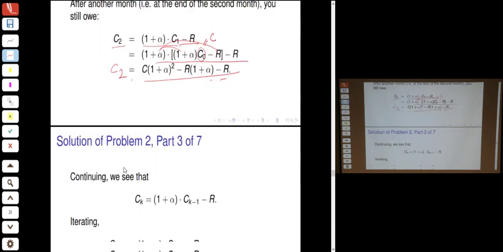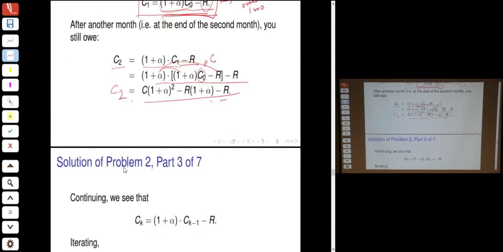So let's now keep on doing this. In the third month, you will start with owing amount C2 to the bank. At the end of the third month, this will have increased to 1 plus alpha times C2 because of the monthly interest rate, but it will decrease by an amount R because of your monthly payment at the end of the third month. So the net amount which you owe to the bank at the end of the third month is 1 plus alpha times C2 minus R.